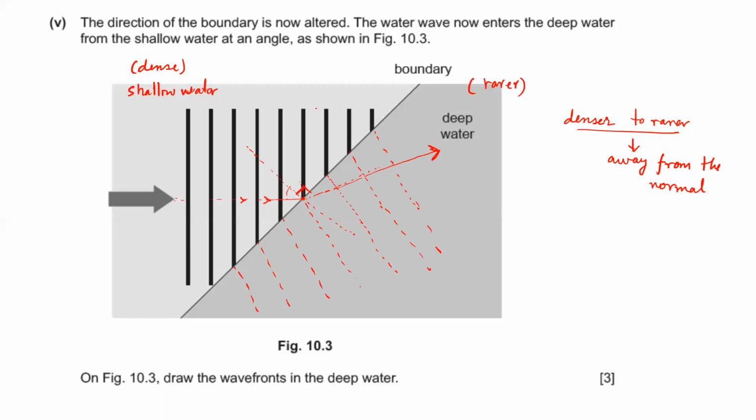So denser to rarer, away from the normal. The thing we have to understand is that this is lambda 1 and this will be lambda 2. So lambda 2 will be greater than lambda 1. This is another thing we have to make sure of when we draw the wave fronts on this deep water. We have to draw it in this fashion, and this is the direction of the wave, or you can always show an arrow, something like this.